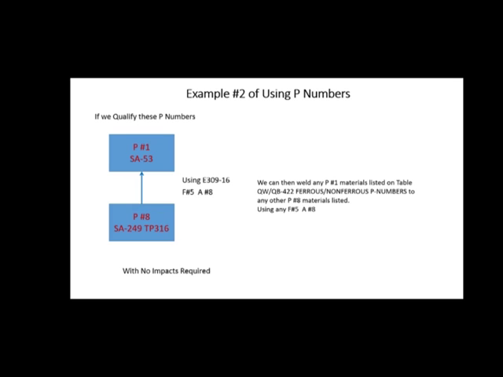Here's another example. If we qualified using P number 1, an SA53, to a P number 8, an SA249 type 316, so you're going 316 to a carbon steel P1, and we're going to use 309, which would be an F5A8, we can then weld any P number 1 material listed on the table to any P number 8 listed on the table. Once again, this is no impacts required.